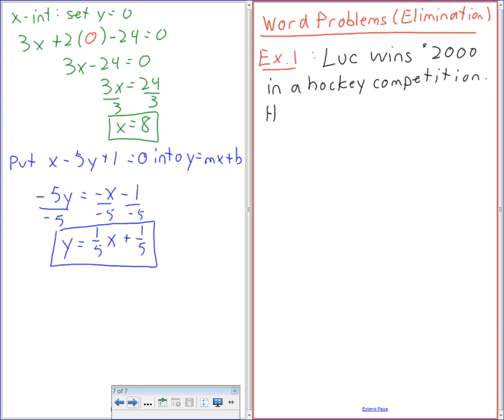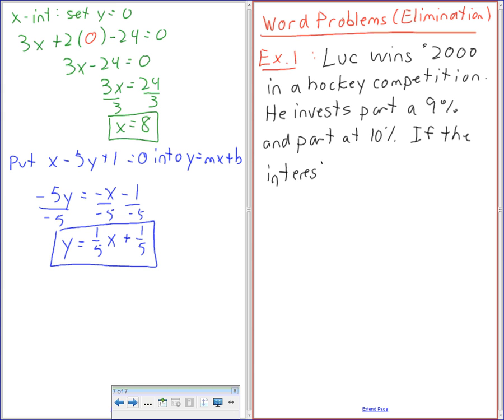He invests part at 9% and the rest at 10%. If the interest was $191, how much was each invested at?